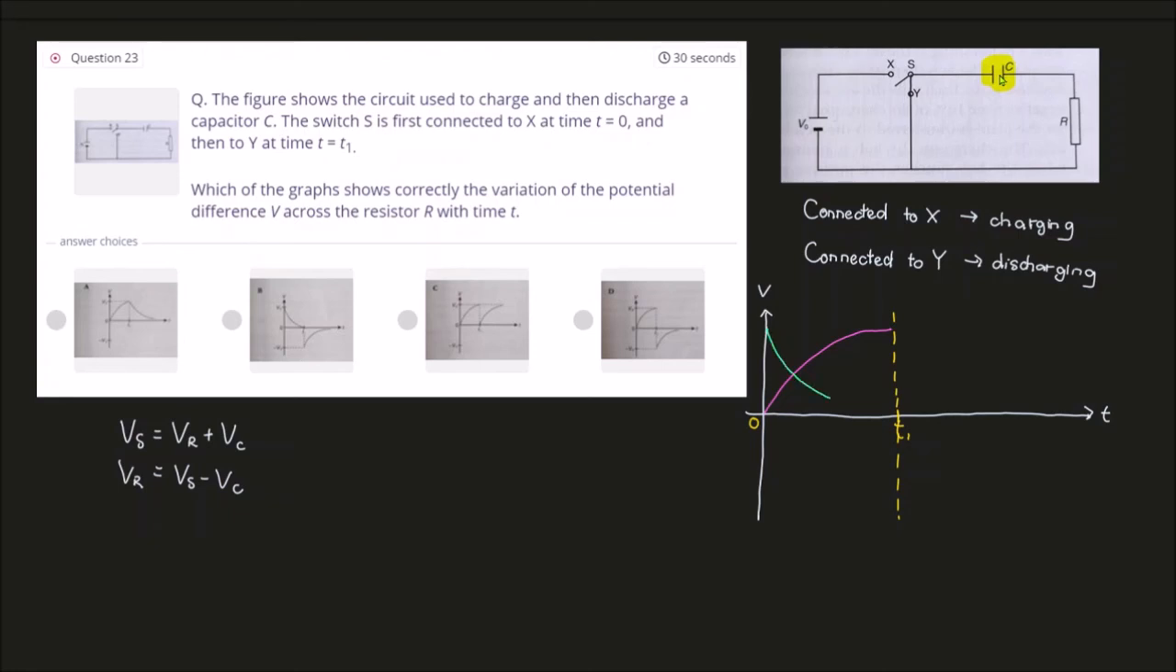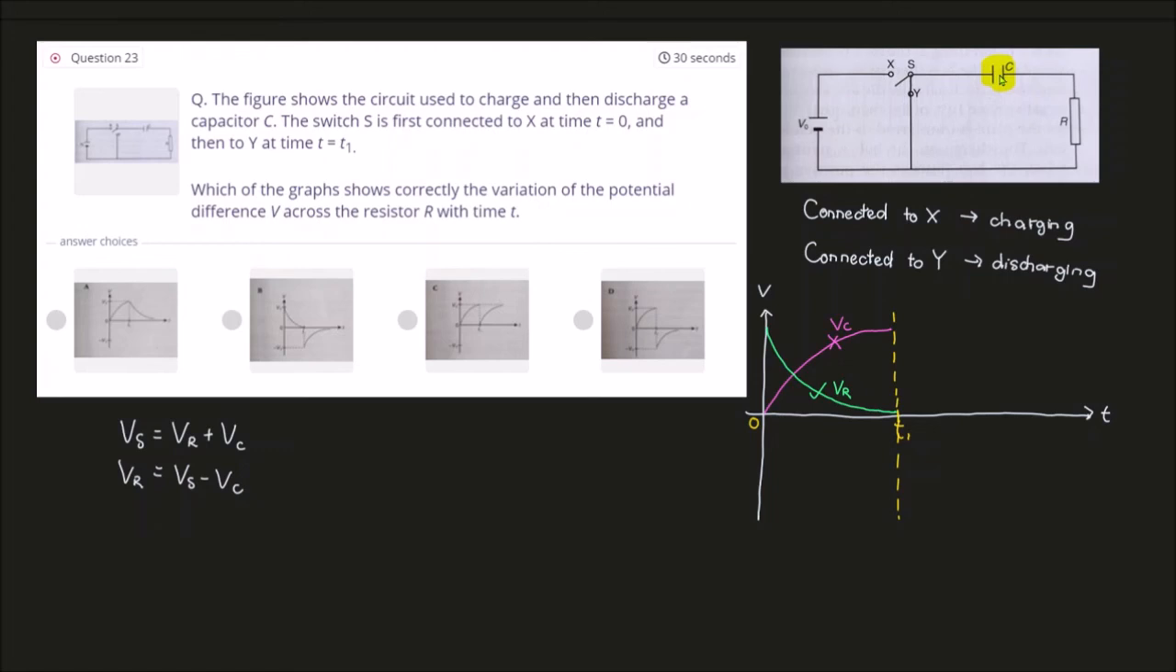So this should be represented by this green line over here. Okay, so this is not what we want. This is called voltage across the capacitor, but it's not what we want. What we want here is the voltage across the resistor. Okay, let's continue. Now it's connected to Y and now it enters a discharging process.